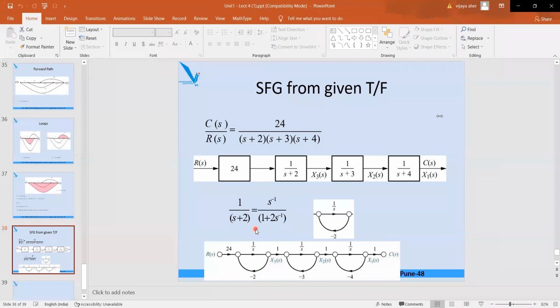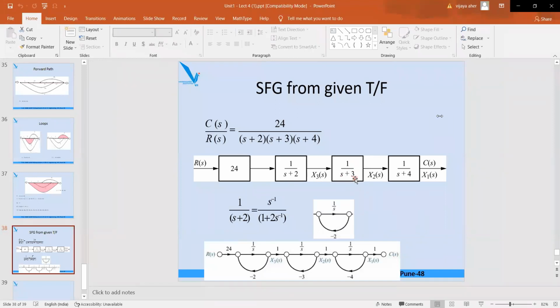Are you with me, students, up to this point? Yes, ma'am. Okay. Now take the third process box with transfer function 1 divided by s plus 3.